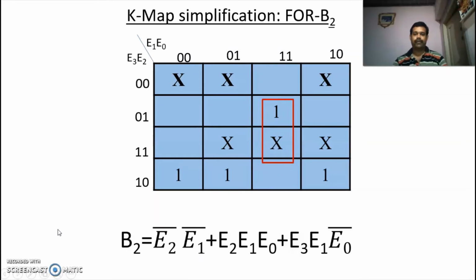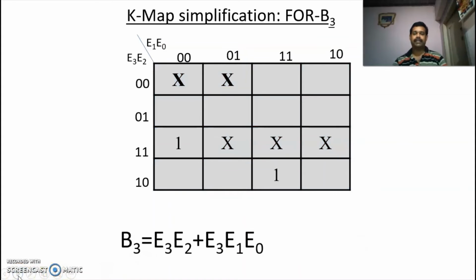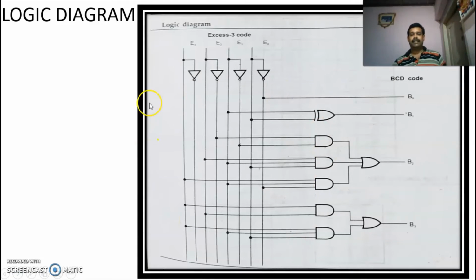So next one is for B2. We have plotted, we have grouped. For this group, the expression is E2 bar, E1 bar. For this one, E2, E1, E0. For this one, E3, E1, E0 bar. Similarly for B3, we have plotted and we have grouped and we have got the expression. After getting the expression, we have implemented the circuit.